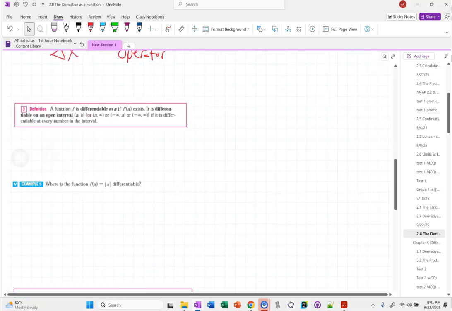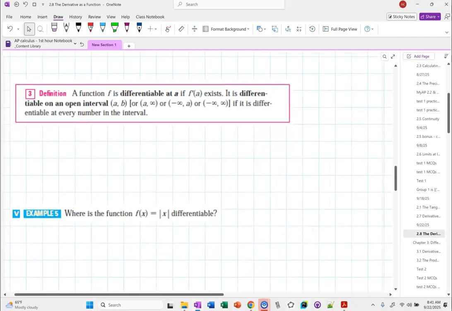All right, so let's start talking about differentiability. So this is a new definition. We say a function f is differentiable at a if f prime of a exists. So if I can find the derivative at a, then the function is differentiable at a. Okay? We say f is differentiable on an open interval from a to b if it is differentiable at every number in the interval.